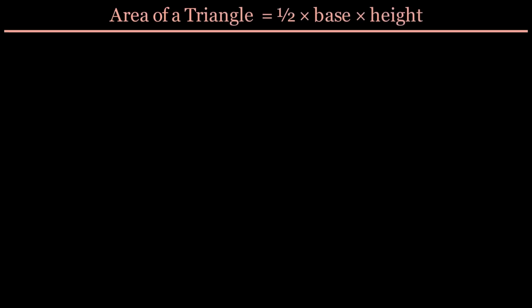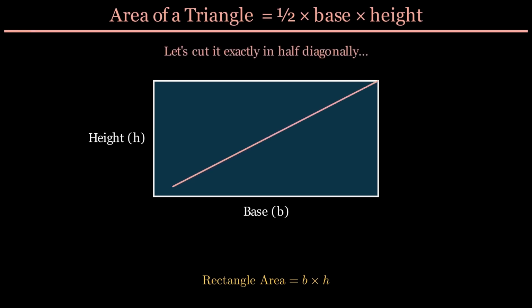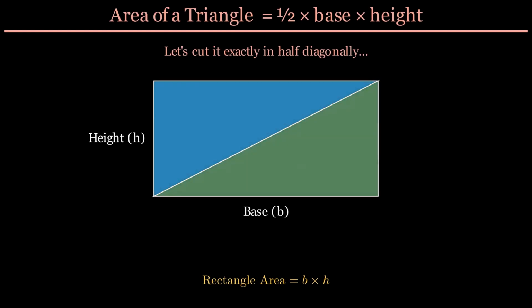Area of a triangle. Area of a triangle equals half times base times height. Now let's think about triangles. Start with a rectangle with base b and height h. Its area is b times h. Now what happens if we draw a diagonal line from one corner to the opposite corner? We cut the rectangle into exactly 2 identical triangles.